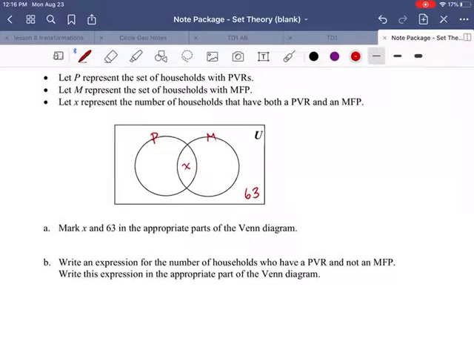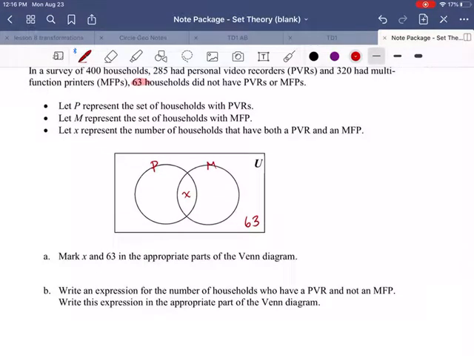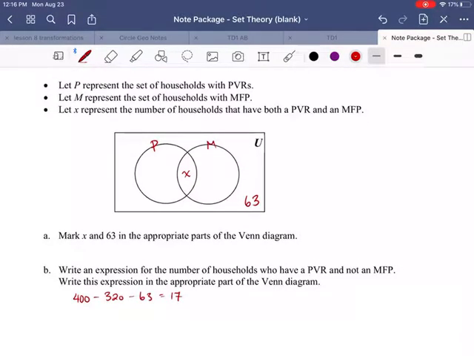Write an expression for the number of households who have a PVR and not an MFP. So we've got 400 households, and we're going to subtract the 320 that have an MFP. We're also going to subtract the 63 that don't have anything. That leaves us with 17, if you calculate it.